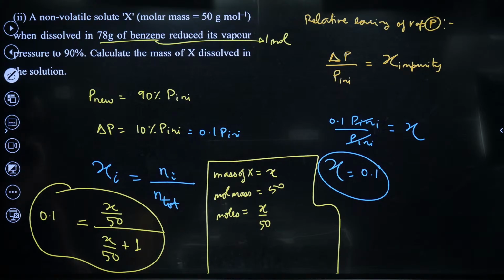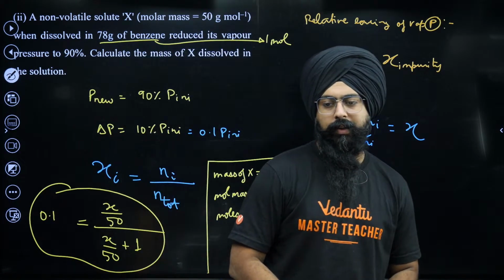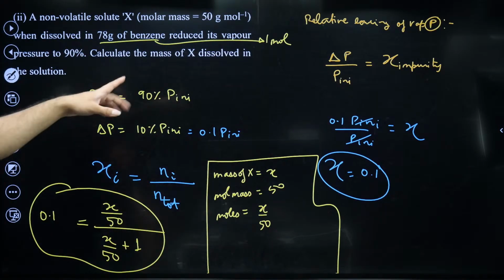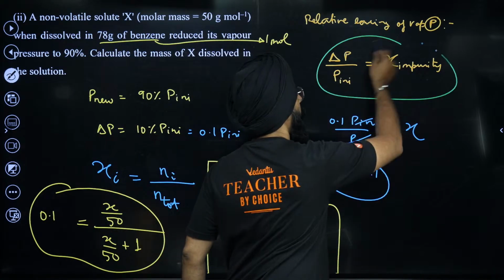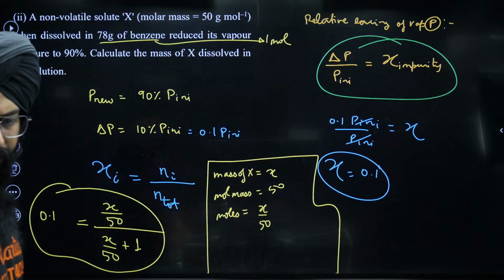Did anyone calculate? 5.5 you are saying? Cool. If you say 5.5 grams, I accept. All right. So this is the formula that you need to keep in your mind. That's all. Everything else is simple. Delta P by P is equal to the mole fraction of the impurity dissolved. That's all that matters.